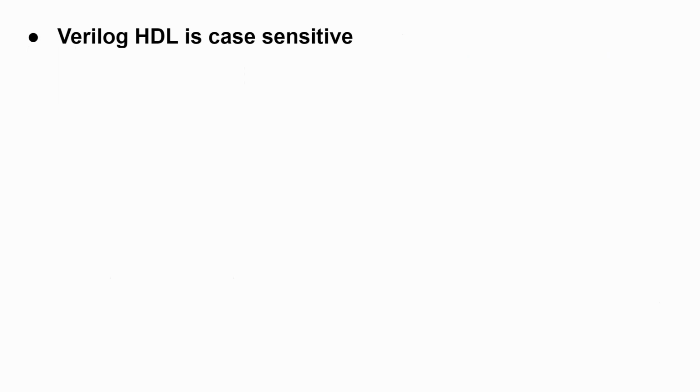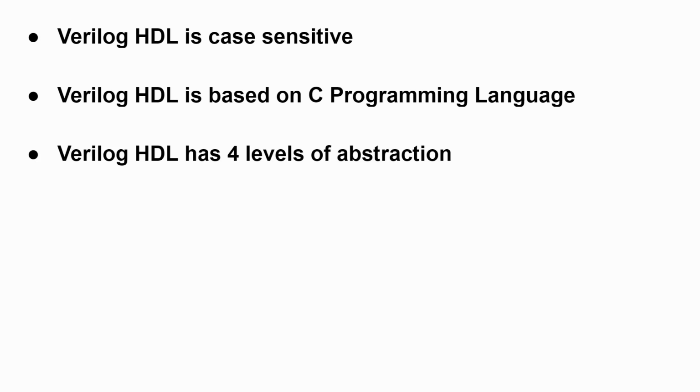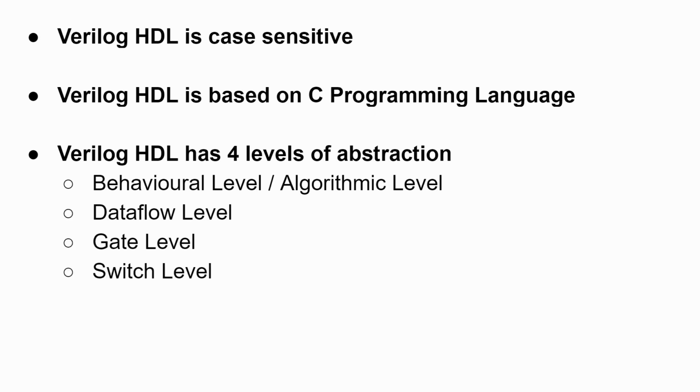The first feature is Verilog HDL is a case sensitive language. That is, the uppercase and the lowercase have different meanings. Verilog HDL is primarily based on C programming language. So most of the features and constructs of C programming language have been leveraged in designing Verilog HDL. And Verilog HDL has four levels of abstraction, which are behavioral level, data flow level, gate level, and switch level.